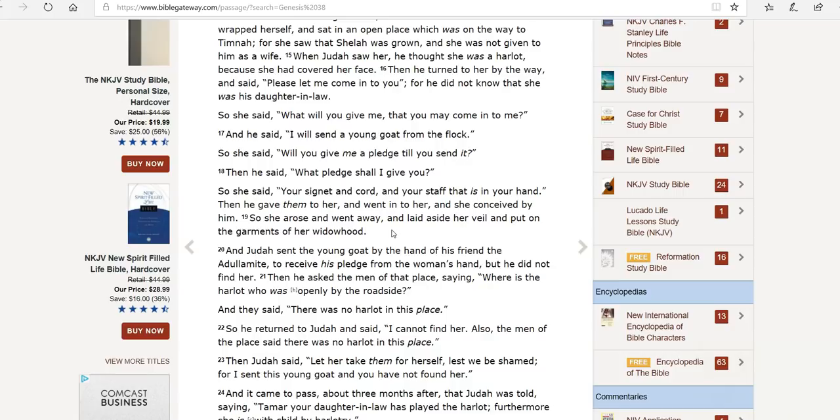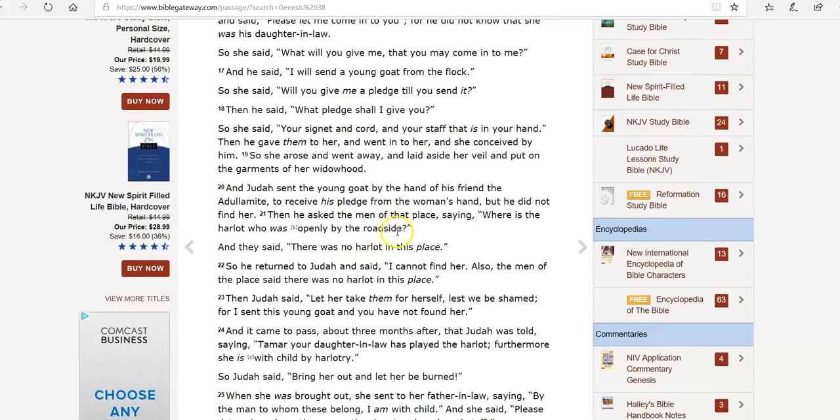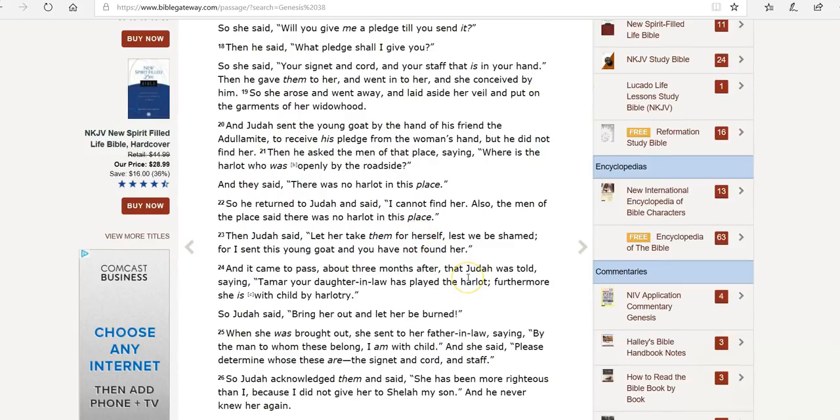So then they asked all the people around, where is the harlot who was so open in the roadway? And they said that there's no harlot in this place. So his friend returned back to Judah and said, listen, I can't find her. And also the men in the place said there was no harlot there. So then Judah said, well, let her take them for herself, lest we be shamed. For I sent this young goat, and you have not found her. Okay, so basically he is saying, well, she can keep that stuff then. I'll figure something else out.